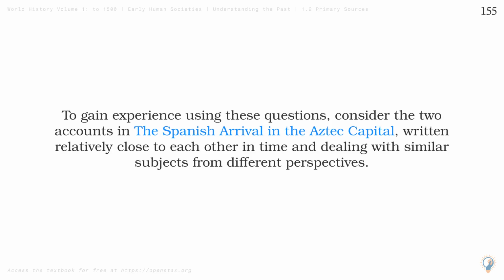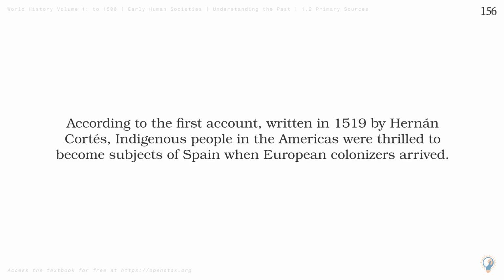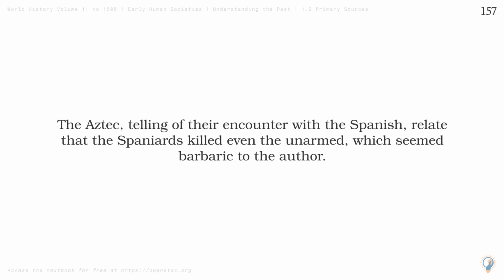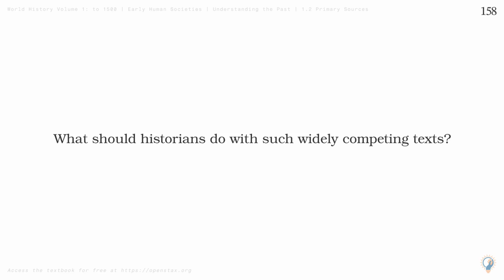To gain experience using these questions, consider the two accounts in the Spanish arrival in the Aztec capital, written relatively close to each other in time and dealing with similar subjects from different perspectives. According to the first account, written in 1519 by Hernán Cortés, indigenous people in the Americas were thrilled to become subjects of Spain when European colonizers arrived. The Aztec, telling of their encounter with the Spanish, relate that the Spaniards killed even the unarmed, which seemed barbaric to the author. What should historians do with such widely competing texts?